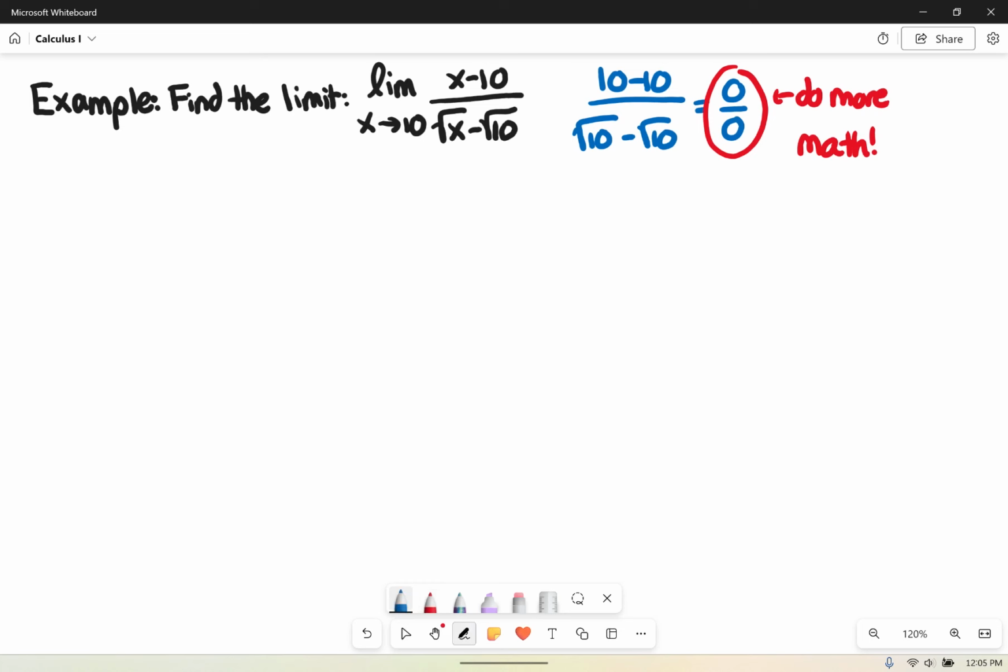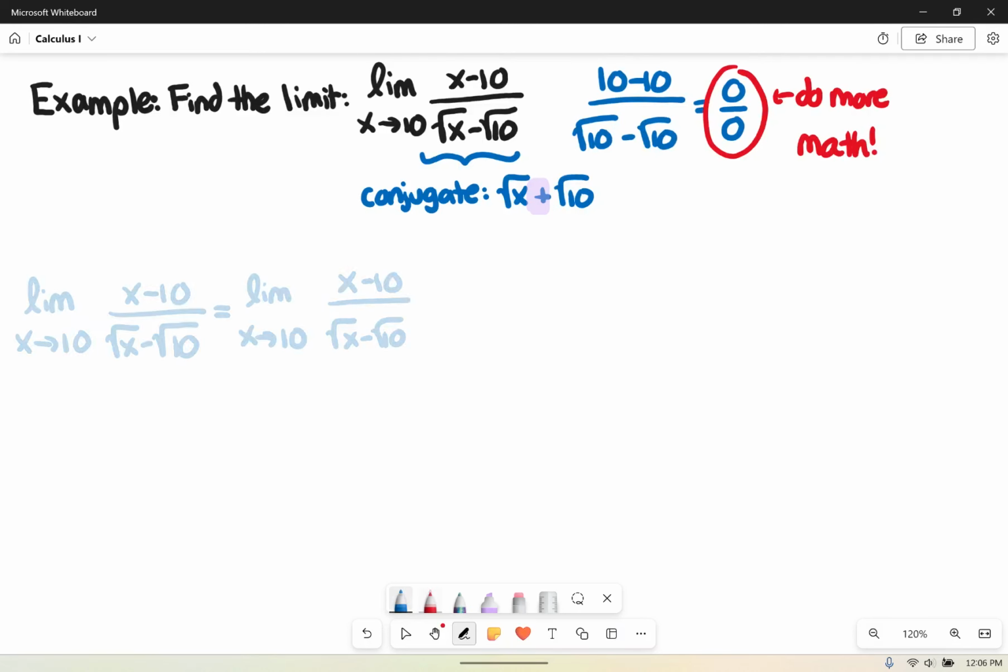Since my original limit involves square roots, I'm going to try multiplying the top and bottom by the conjugate of the denominator, since the denominator is where the square roots are. The conjugate of a radical expression is just the same expression with the operation changed from either plus to minus or minus to plus. In this case, the original expression, the square root of x minus the square root of 10, has subtraction, so the conjugate will have addition, square root of x plus square root of 10.